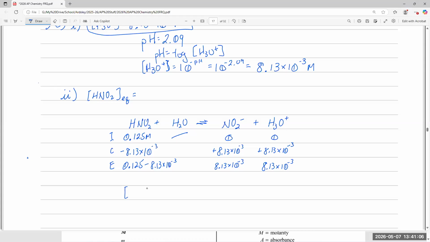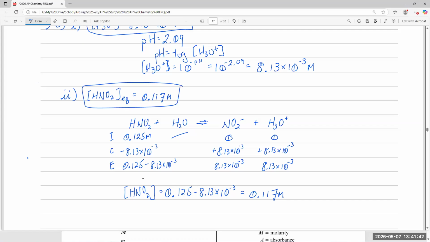So that is 0.125 minus 8.13 times 10 to the minus 3. What does that come out to? I get, with 3 sig figs, 0.117. Right? So I'm going to put 0.117 molar. Circle it. I am done.